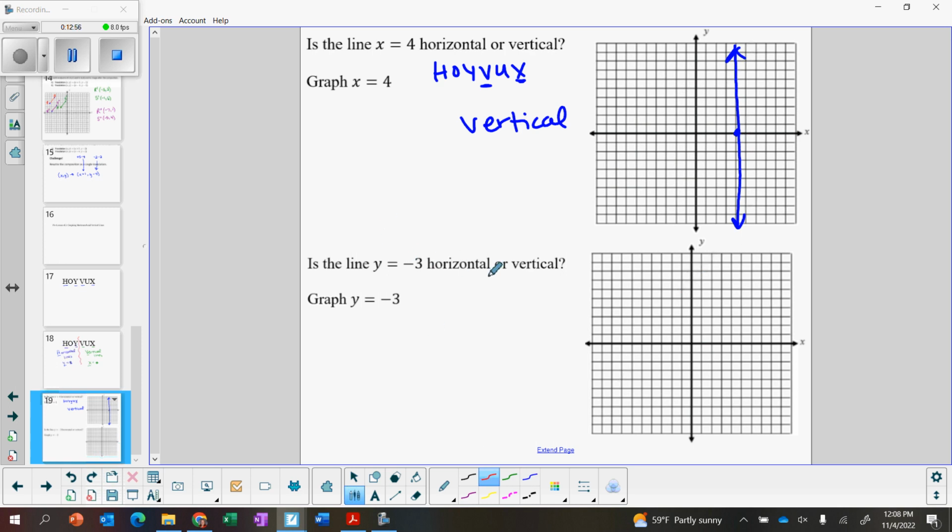So is the line y equals -3 horizontal or vertical? So again, in HOYVUX, here's our Y, and it belongs to H for horizontal. So I'm going to go down to where -3 is on the y-axis, and then we're going to draw a horizontal line through that point. Right? And that is also graphing horizontal and vertical lines. That is the end of this lesson.